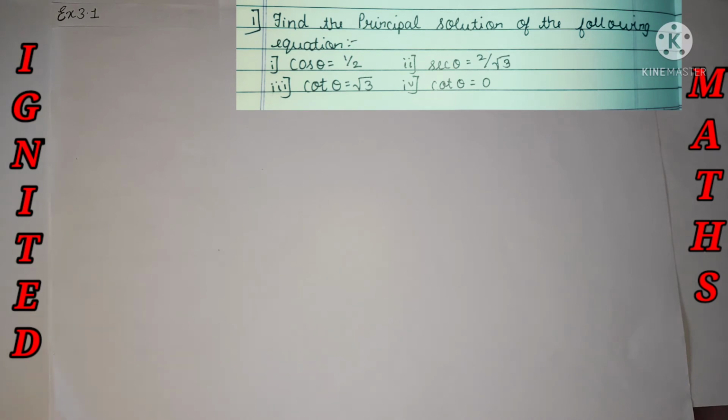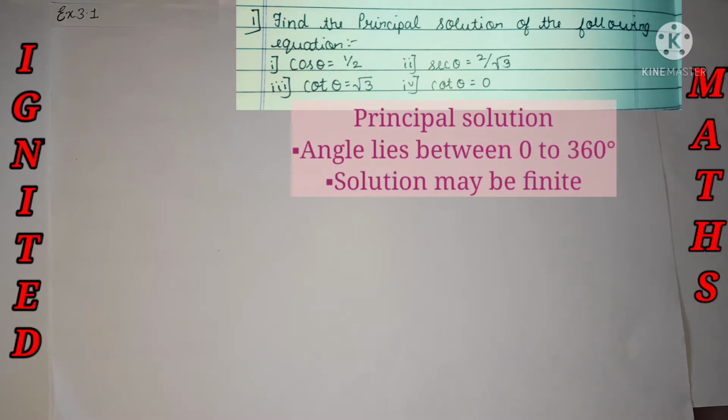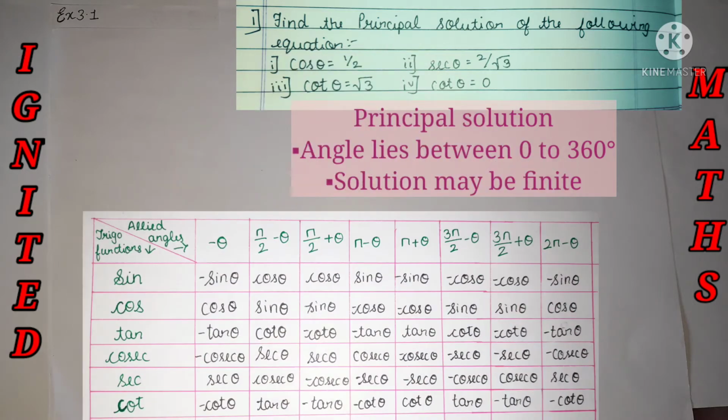In the first main question, we need to find the principal solution of the following equation. For finding the principal solution, the angle theta lies between 0 and 2 pi. By the allied angles we can find the principal solution, and in the principal solution the number of solutions is finite. In the general solution it's definitely infinite. This is the difference between principal and general. We have the allied angles formula on one side and the trigonometry table on the other side. Let's get started with the solution part.